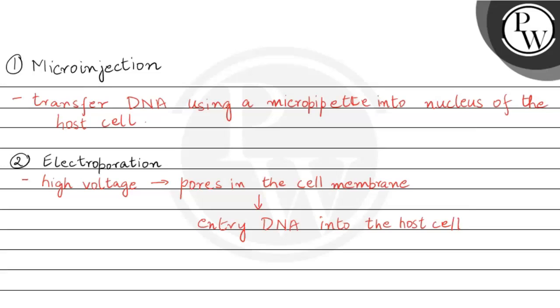So with the help of high voltage power, the cell membrane of the host cell results in the formation of pores. And due to the presence of the pores in the cell membrane, the DNA can easily enter into the host cell. That is, the gene of our interest can easily enter. So this is again a direct method of gene transfer where we can directly transfer the gene of our interest through the pores present in the cell membrane of the host cell.